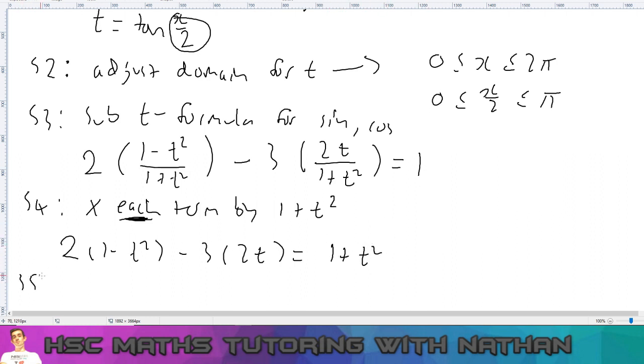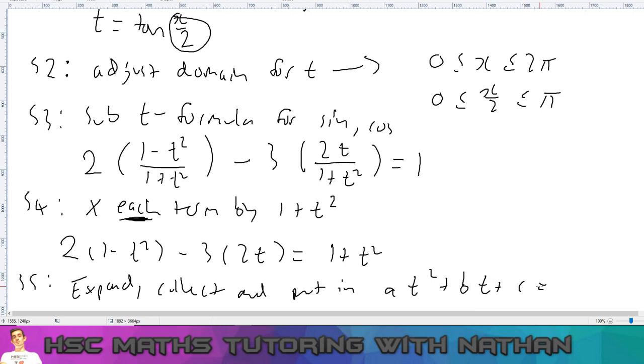So then at this point is expand, collect, and put in at squared plus bt plus c equals 0 form. Right, we should be able to write all these in terms of a quadratic in terms of t. Now there is the rare case where it won't be quadratic, but I'll deal with that in a future video.